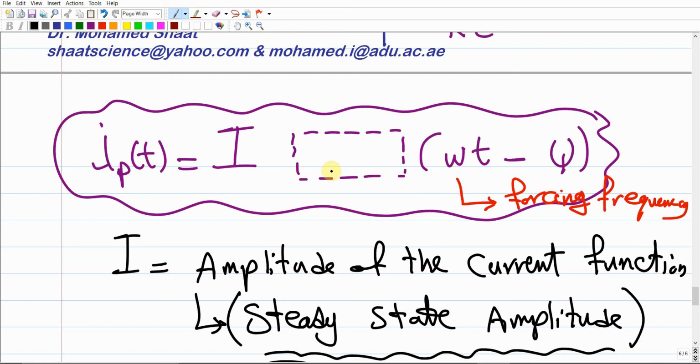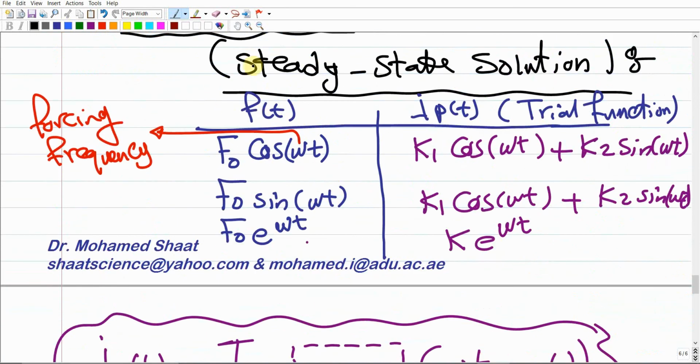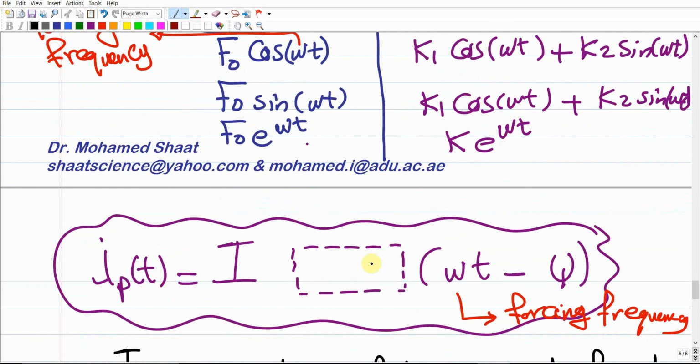Here in this dash part, we are including the same function that is already given for the forcing term. If the force is given as something cosine omega t, then this term should be cosine. If it is sine, it should be sine. If it is exponential, it should be exponential. It means that it should be the same function as the force.